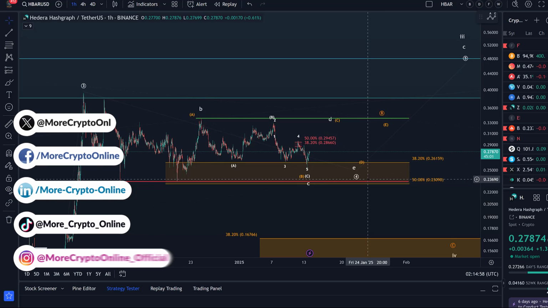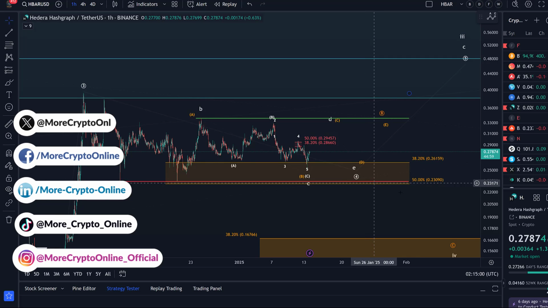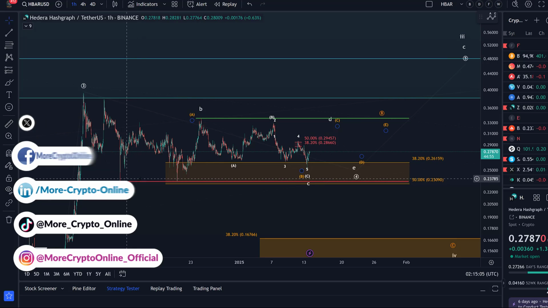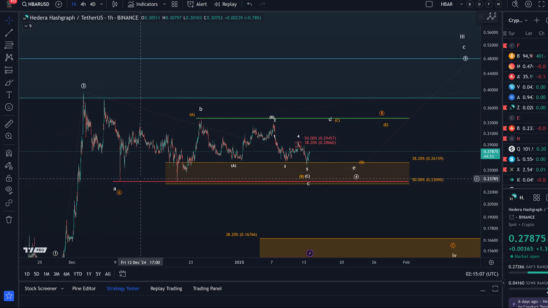Overall support is at around 23 cents, the 50% retracement. Even though we shouldn't really see any break below 23.5 cents, it would kind of invalidate the microstructure here. But overall, as long as we're holding above, especially 23.5 cents, I can see this as a bullish triangle in the white scenario. Any break below that 23.5 cent level would indicate that a breakout to the downside is underway in the orange scenario. But for now, there's no evidence for that.